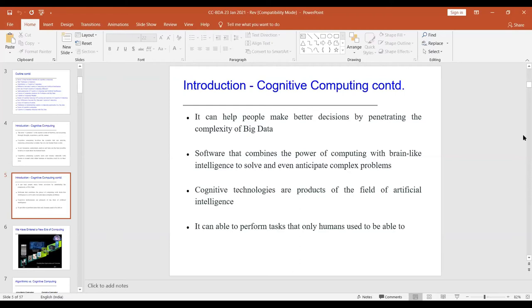Everything attracts. It is because the system understands what you actually look into, whether a jean or a t-shirt, or maybe a book. Suppose it's a book, whether a self-help book or a technical book, the system will start generating a lot of recommendations, so that you'll be pushed into a situation where you're tempted to buy something. This is how cognitive computing plays a very major role in penetrating the complexity of big data.